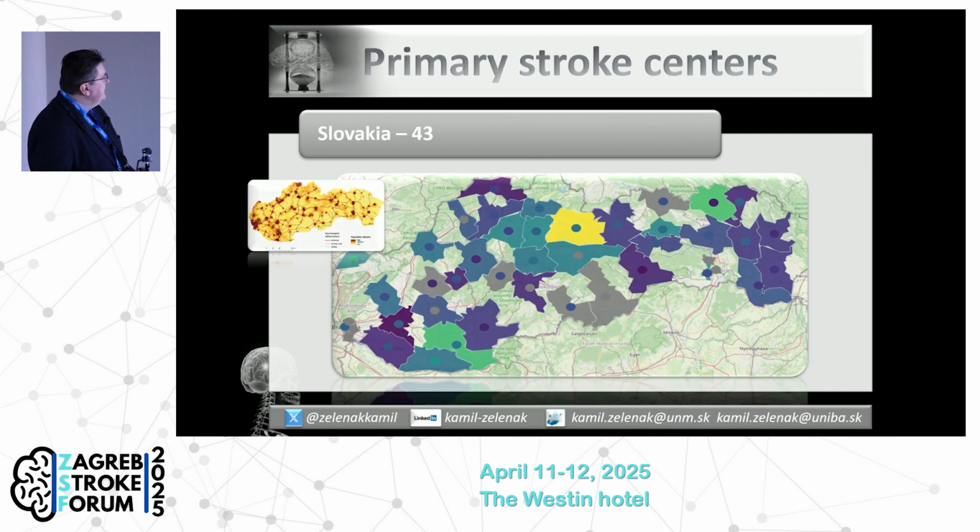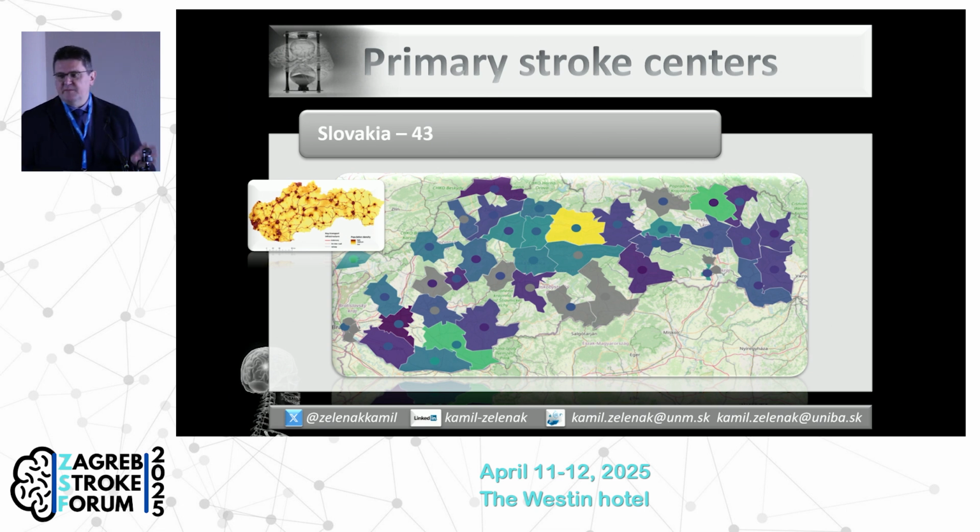And what is the current situation in Slovakia? As you can see here, this is the map of density of population. The territory is divided into 78 districts, and in 43 of them, in the regional city, primary stroke centers are located.